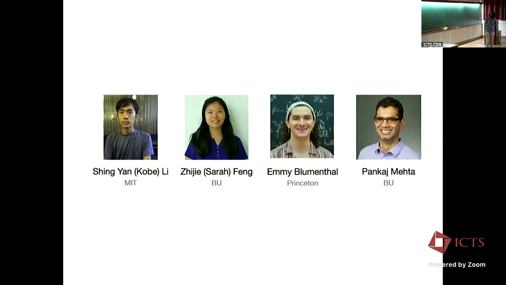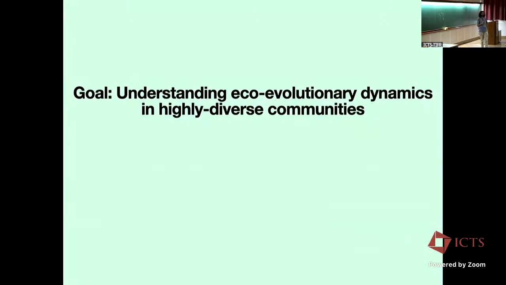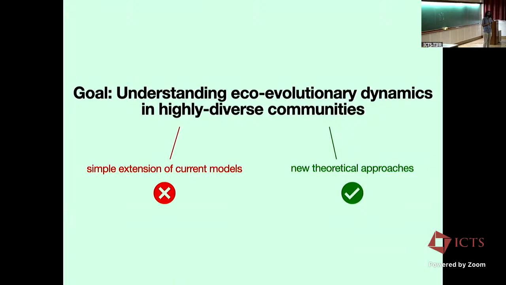With that out of the way, my goal today is to try and convince you that understanding eco-evolutionary dynamics in highly diverse communities, as opposed to not very diverse situations, is an important and interesting goal. And I'm going to try and tell you that this is not going to be achieved by a simple extension of the current models or theories that we have. Instead, my sense is that it's going to need new theoretical approaches. I'm going to spend some part of my talk describing what those might look like, but also posing questions so that maybe we can take them over into the discussions to follow.